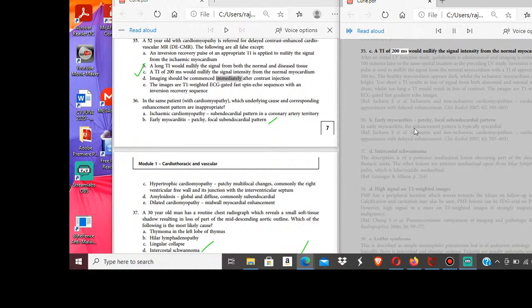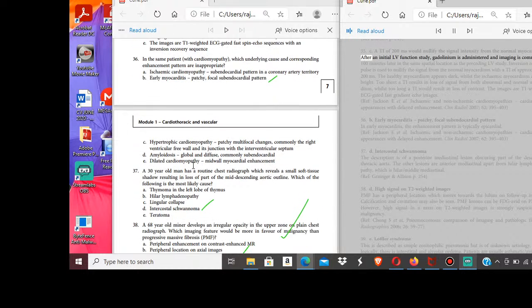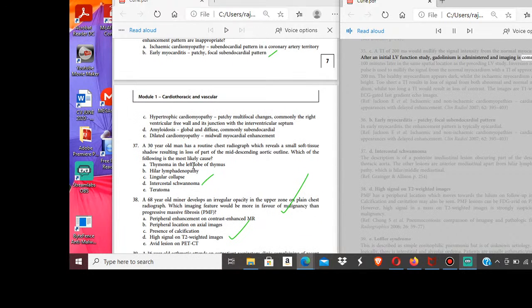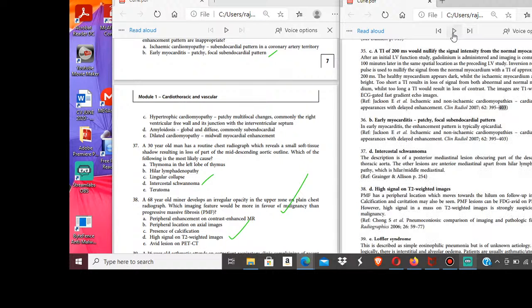C. A TI of 200 milliseconds would nullify the signal intensity from the normal myocardium. After an initial LV function study, gadolinium is administered and imaging is commenced 10 minutes later. An inversion recovery pulse is used to nullify the signal from the normal myocardium. With a TI of approximately 200 milliseconds, the healthy myocardium appears dark, whilst the ischemic myocardium appears bright. Too short a TI results in loss of signal from both abnormal and normal myocardium, whilst too long a TI would result in loss of contrast. The images are T1-weighted ECG-gated fast gradient echo images. Ref. Jackson E et al. Ischemic and non-ischemic cardiomyopathies: cardiac MRI appearances with delayed enhancement. Clin Radiol 2007, 62, 395-403.